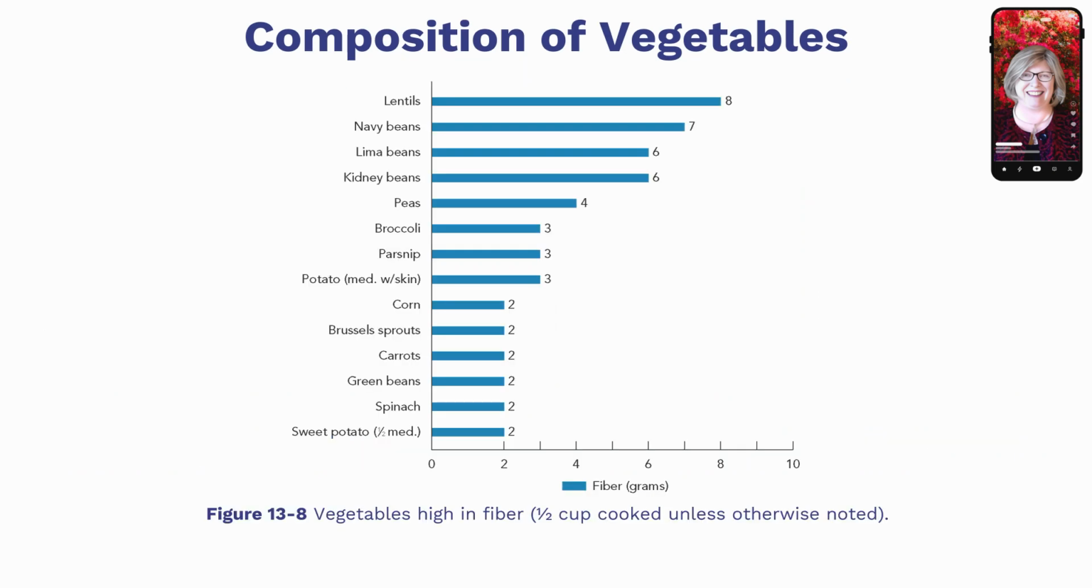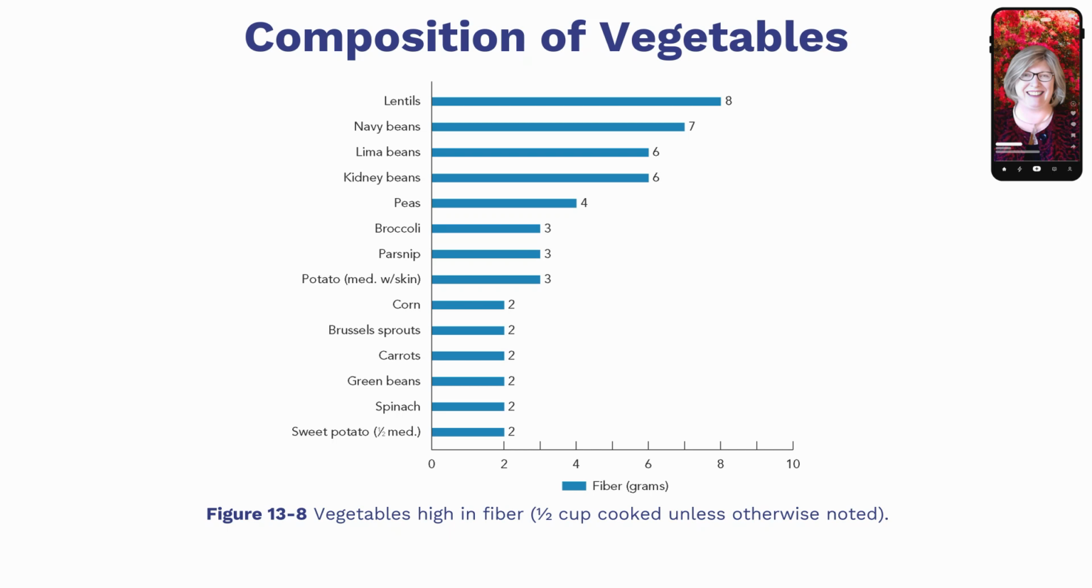Let's move on to the composition of vegetables in terms of fiber. In figure 13-8, you see vegetables that are high in fiber, a half cup cooked unless otherwise noted. If you look at the top, you have lentils at 8 grams of fiber for a half cup of cooked lentils, all the way down to navy beans, lima beans, kidney beans, peas, broccoli, parsnip, potatoes.